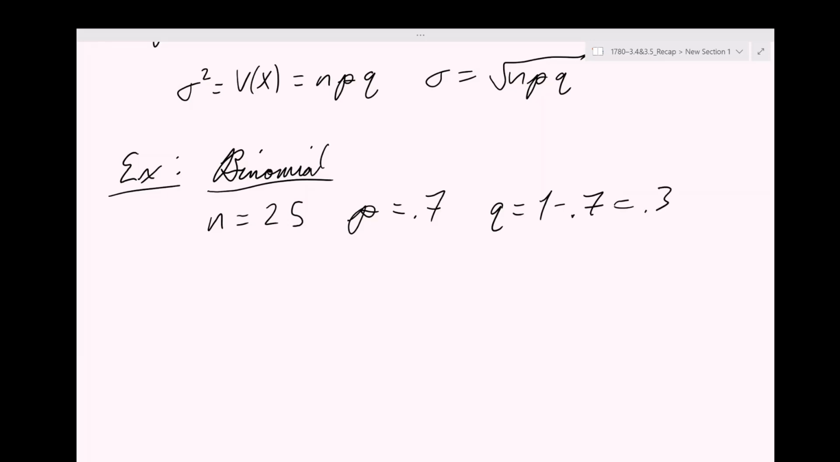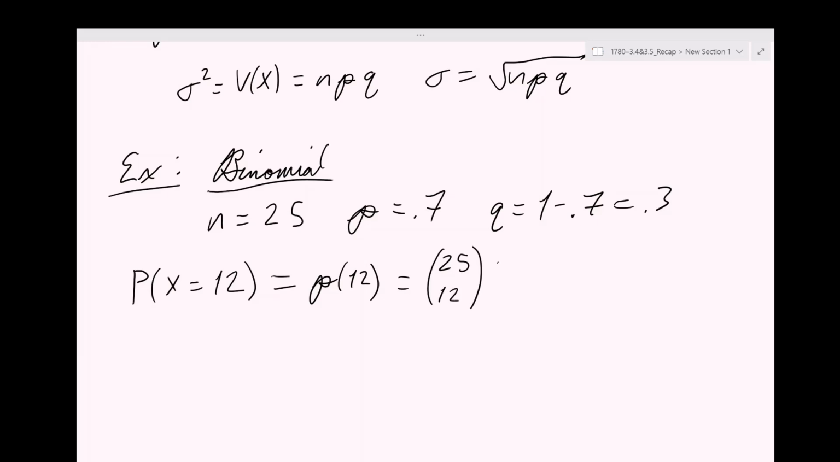And then say the first question was, what's the probability that we get 12 successes, say? Well, in our notation, that'd be just little p of 12, which is going to be 25, that's how many we're doing, choose where the 12 successes happen. Our probability of each of those successes is 0.7, and we've got 12 of them. Our probability for each of the failures is 0.3, and we've got 25 minus 12 of them, which would be 13.